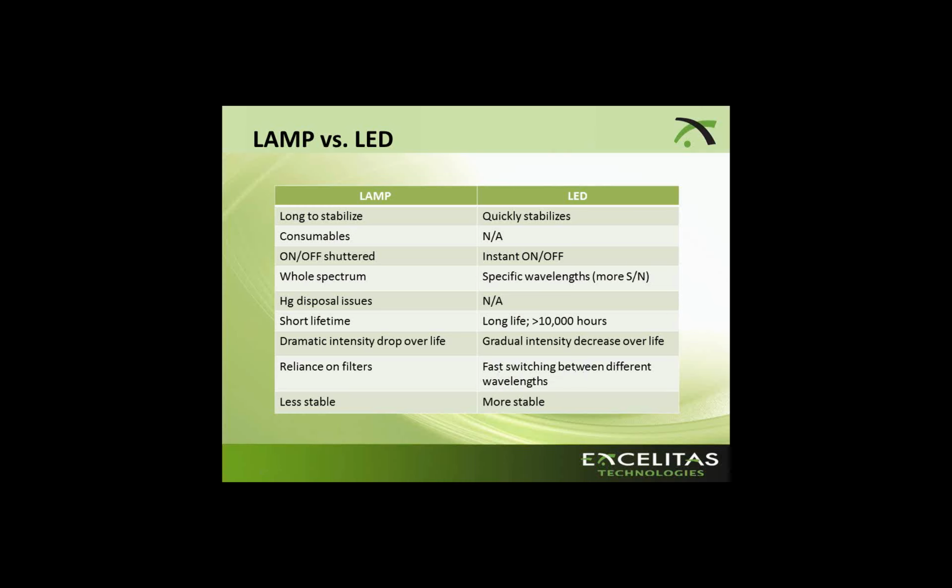If you could use a multiband dichroic and a multiband emitter in your microscope, then you're not relying on the switching speed of your filter turret in order to take your images, and you are able to image much faster if you have the capability of doing that. And the stability, I will talk about more in the next few slides.